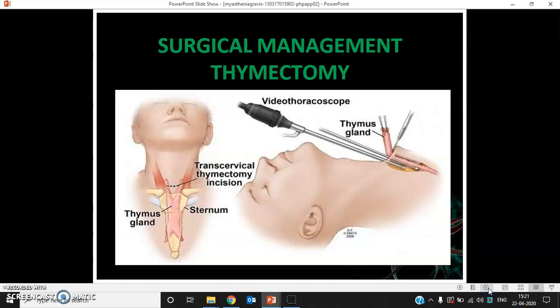Next one is surgical management. In surgical management, we are going to do the thymectomy, so that the thymus gland is removed. This one is a video thoracoscope, in which we visualize through the video, and then we have to open and remove the thymus gland. For that, we make a transcervical thymectomy incision, upper to the sternum. Afterwards, we do the thymectomy.